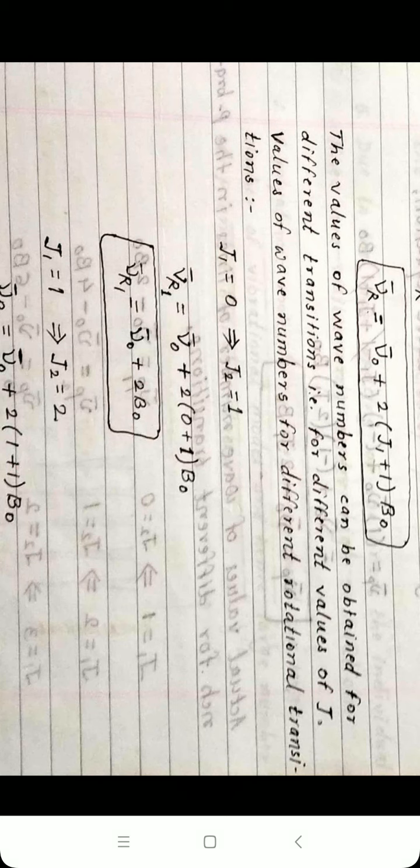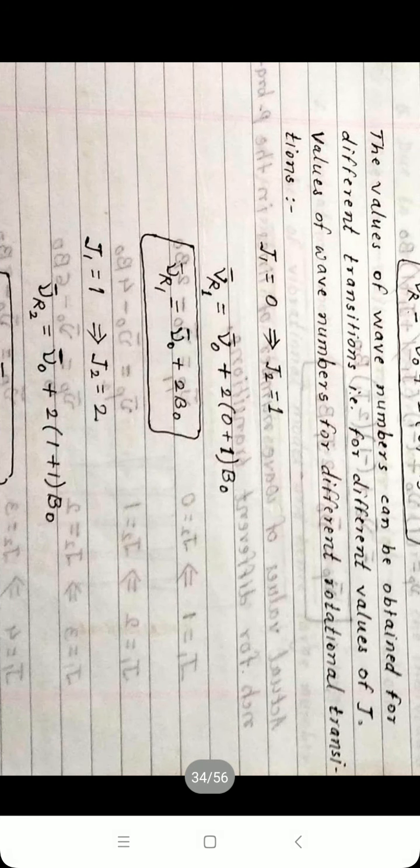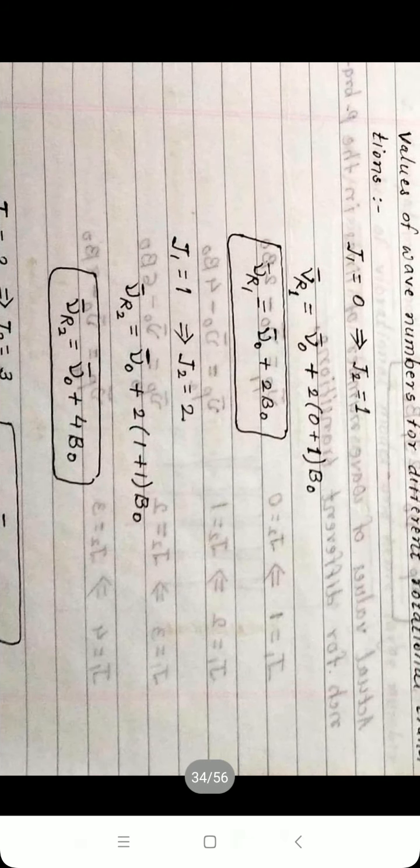Then for the second excitation, that is 0 to 1, then 1 to 2. J1 = 1 to J2 = 2. Therefore, J2 - J1, 2 minus 1, plus 1. Therefore, substitute those values. Then for the second line in the R branch region, the second line wave number equation becomes ν̄R2 = ν̄0 + 4B0.